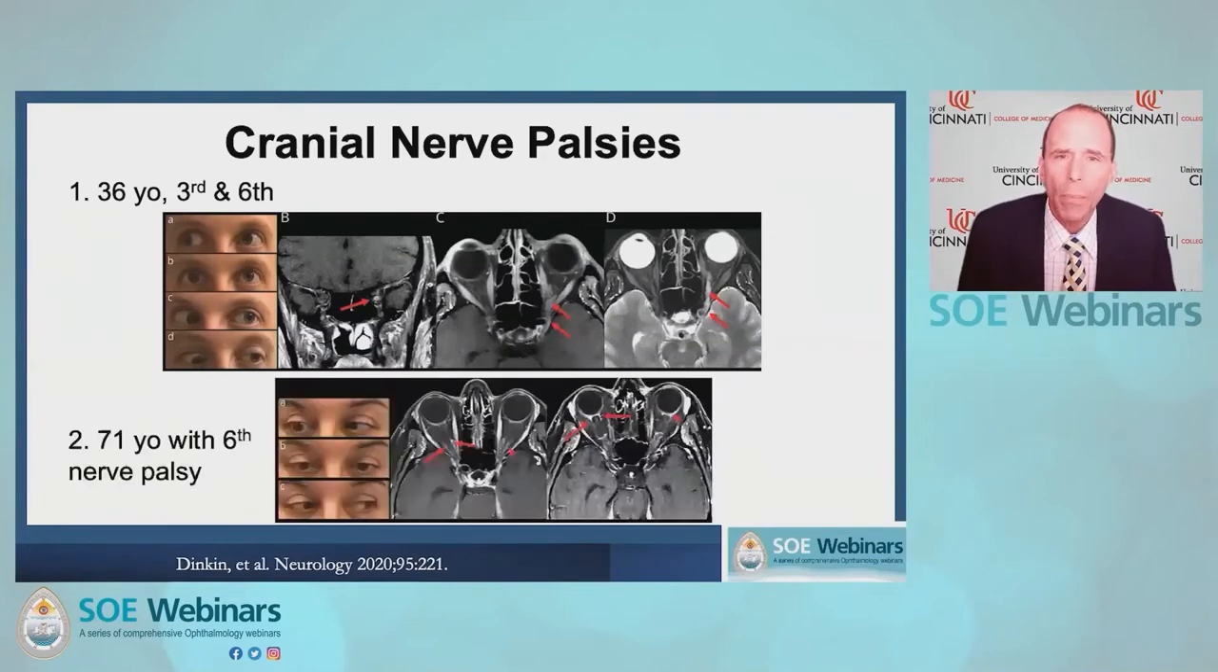They reported a second patient who was 71, who had a sixth nerve palsy. And interestingly, this person did not have any evidence or signs of optic neuropathy. But the red arrows are pointing out, in this case, some enhancement of the optic nerve sheath and of the posterior Tenon's area. Unknown, really, etiology, but findings nevertheless. Interestingly, no optic nerve dysfunction, as I mentioned.